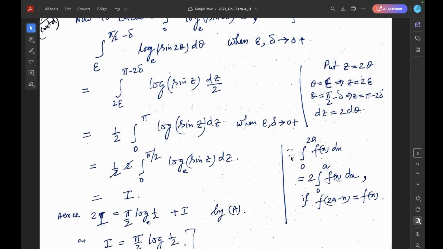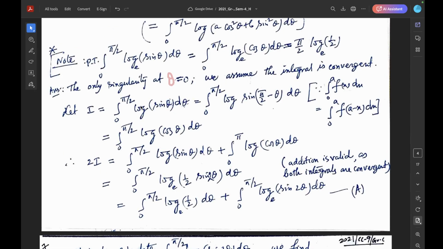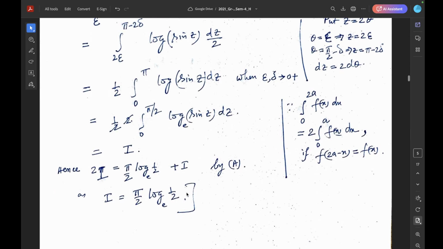Now we know 0 to 2a f of x dx is equal to 2 times the integration 0 to a f of x dx if f of 2a minus x equals f of x. Here log of sin z, with 2a equal to pi, pi minus z gives sin z again, so we can write 2 into 0 to pi by 2 log of sin z dz, and this integration equals I, because I chose I equal to this. So twice I equals pi by 2 log of half plus I. So I equals pi by 2 log of half.